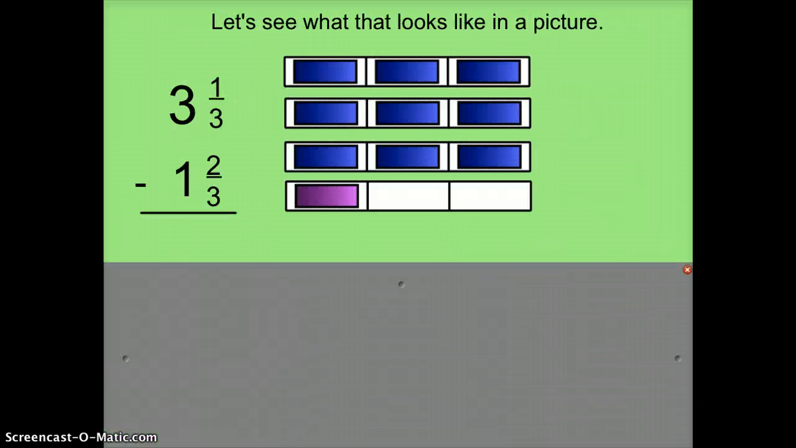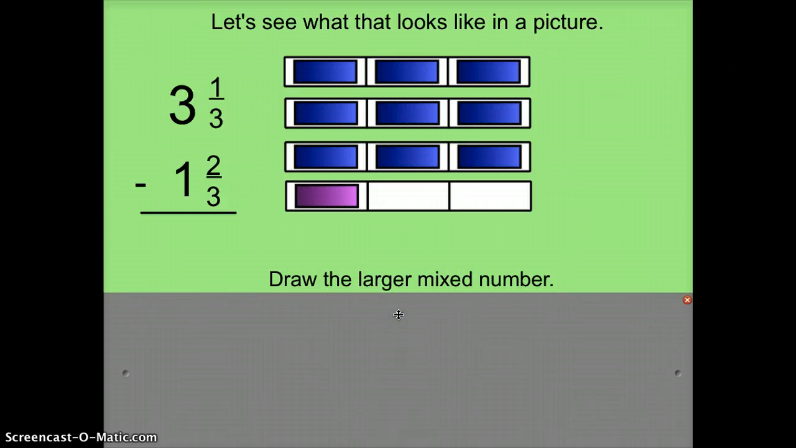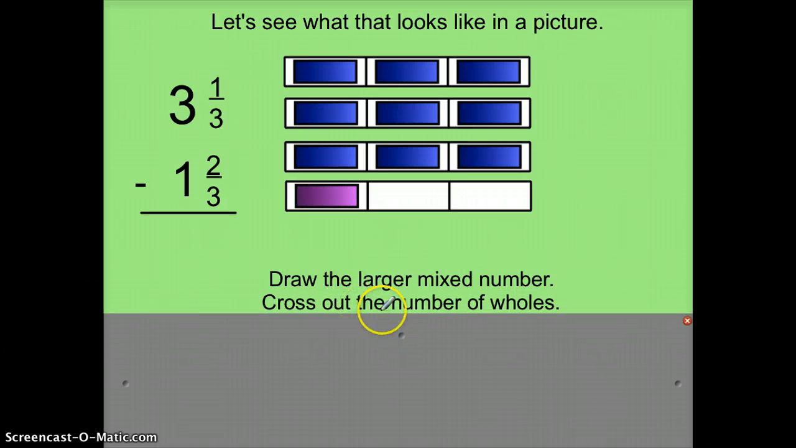Now, when we subtract mixed numbers that we have to regroup, if you do it in the picture, it's fairly simple, but I'll just show you one little difference. I have 1/3 minus 2/3, so I know there's regrouping if I do it in numbers. If I have a picture, here's 3 and 1/3 minus 1 and 2/3. So I'll do the same steps, which are draw the larger mixed number, I did that, cross out the number of wholes. So I've got one whole here, and I'm going to go ahead and cross out that one whole.